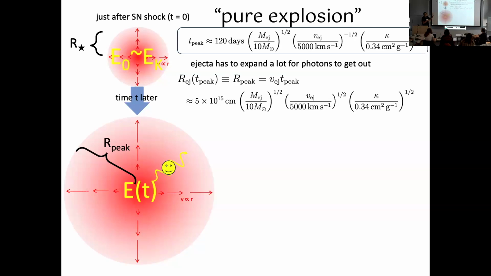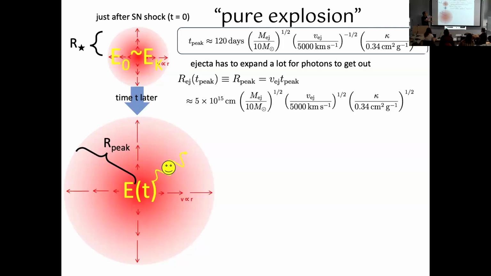We're going to now scale it to parameters more appropriate to a type 2 supernova, which is where this will be relevant. So 10 solar masses, 5,000 kilometers per second, electron scattering opacity. We see that the peak time of the transient is roughly, and Jared's going to start screaming at me for this being the peak time, but we'll come back to this. So it's roughly 100 days, say, okay, for these parameters.